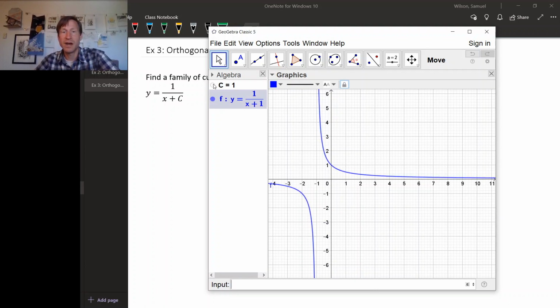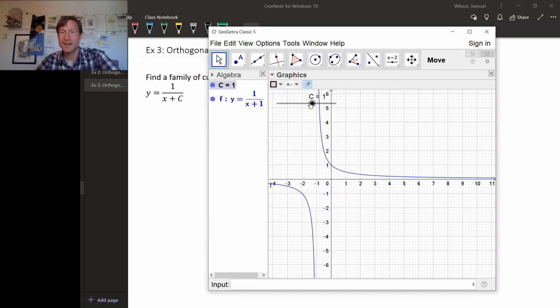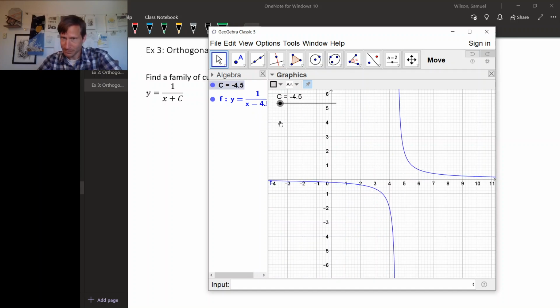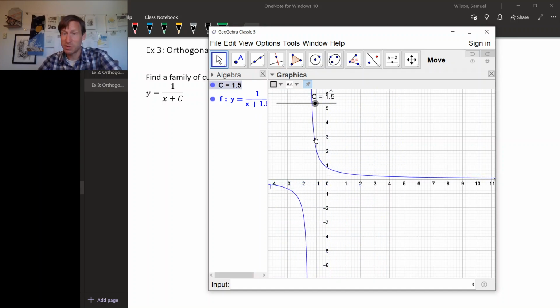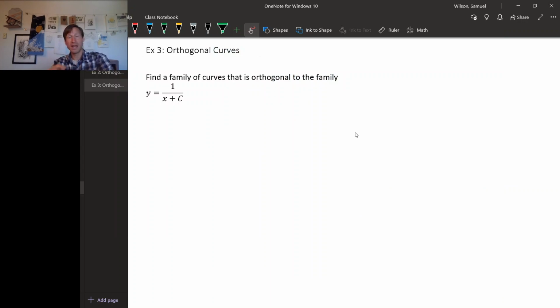So these are all going to be hyperbolas, but as we change the constant, the effect that has is shifting the hyperbolas back and forth. So again, we're looking for a family of graphs that are perpendicular to every one of these hyperbolas. Okay, and we have a plan.